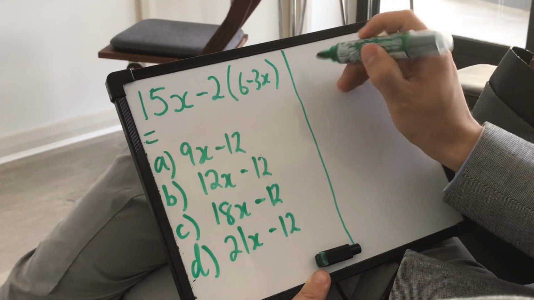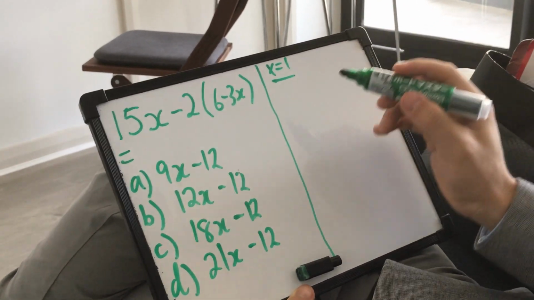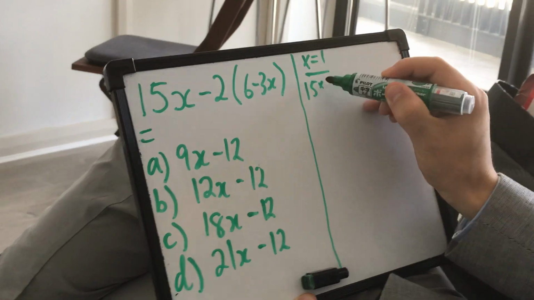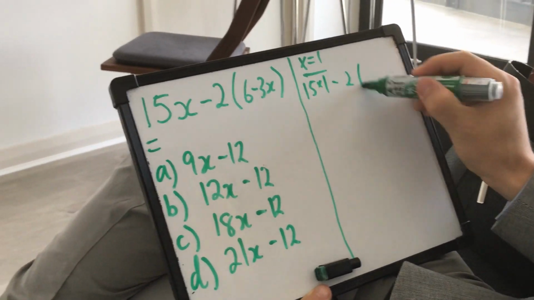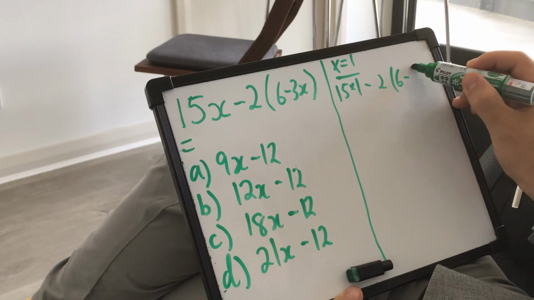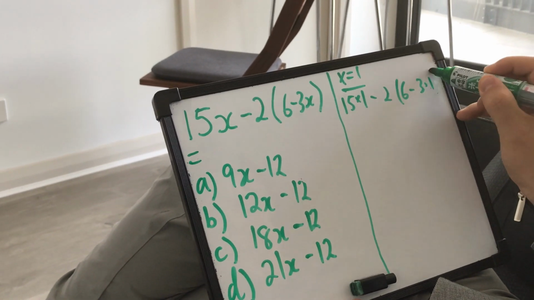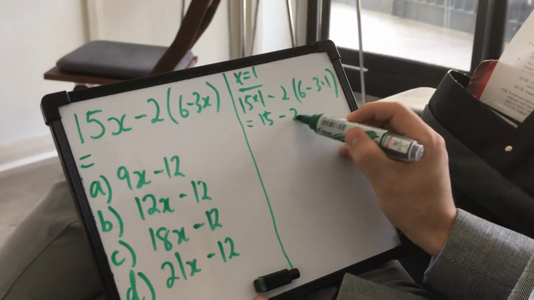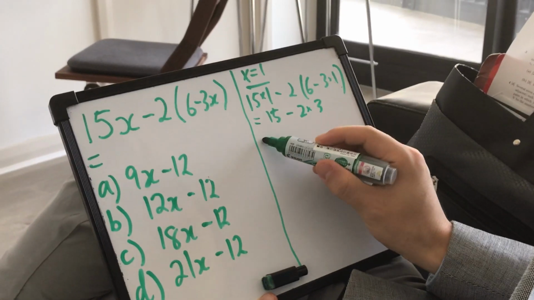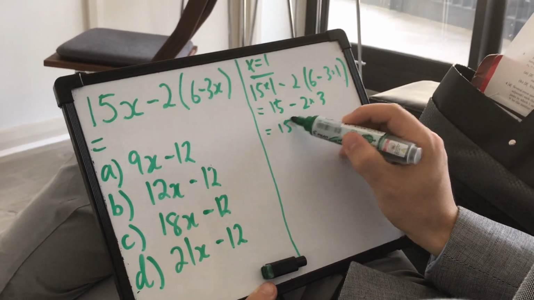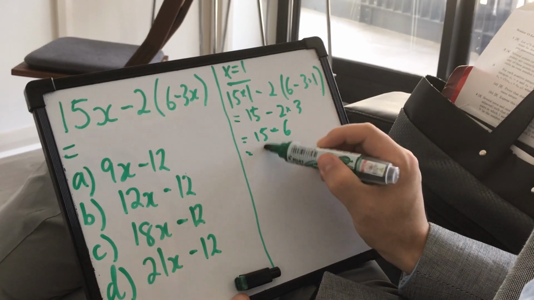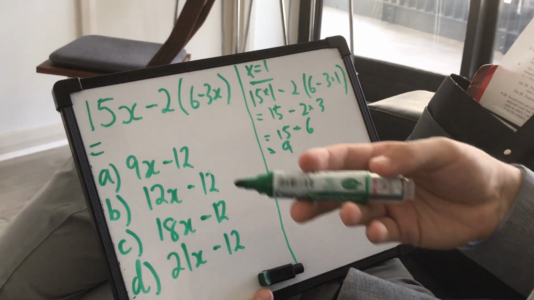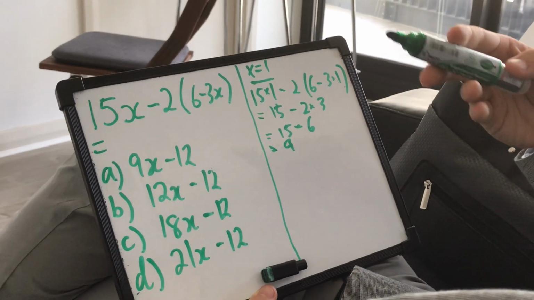So I put in x equals 1, right? What do I get? I get 15 times 1, so it's 15, minus 2 times 6 minus 3 times 1, right? So that's equal to 15 minus 2 times 3, which is 6. So 15 minus 6 is equal to 9, right? Okay. And so for one of these to be the right answer, it has to actually equal 9 when x equals 1. Okay?